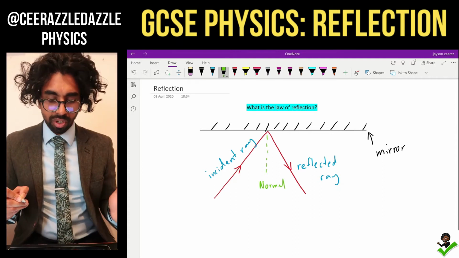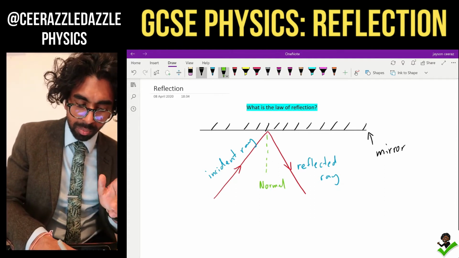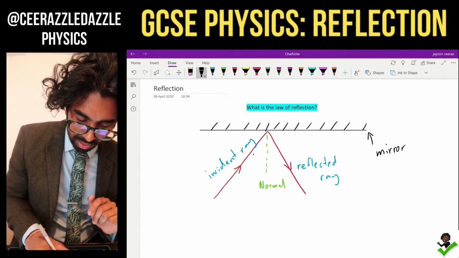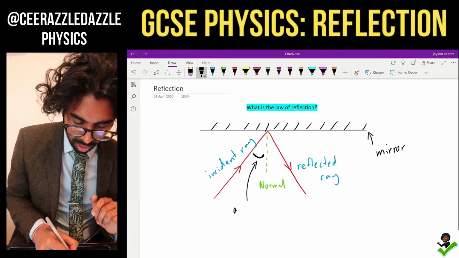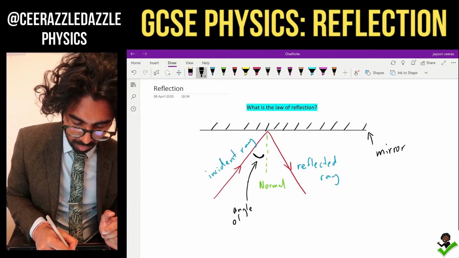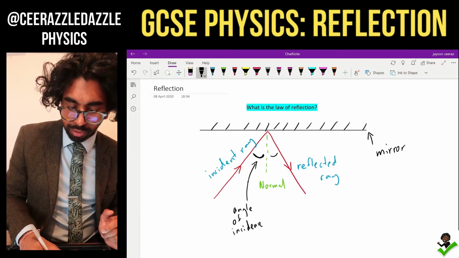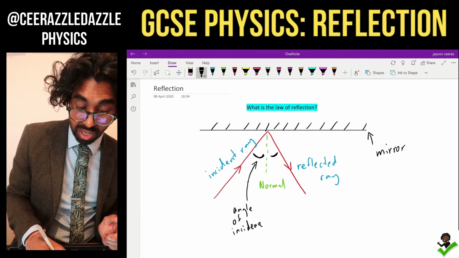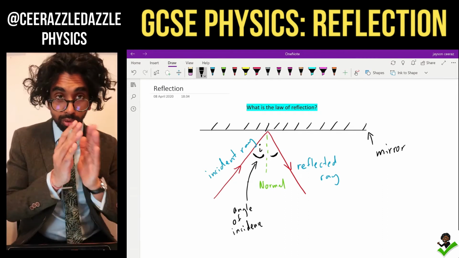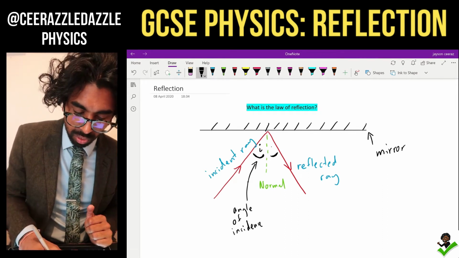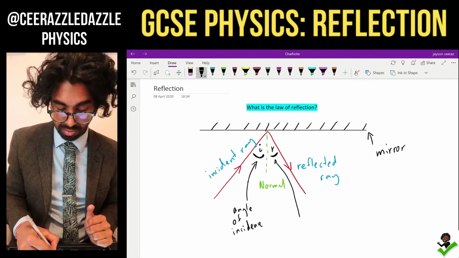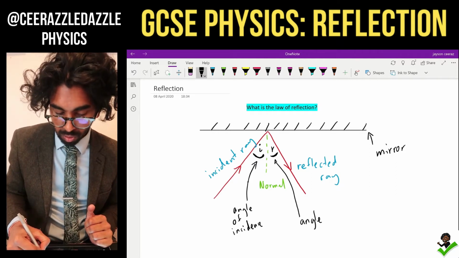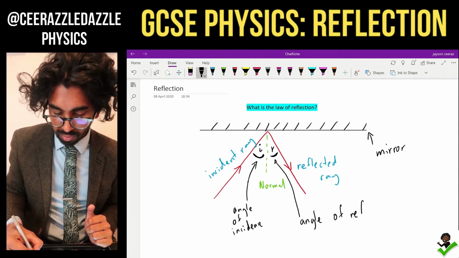Right, use a bit of logic. And there's also, oh wait a minute, there's an angle. There's an angle over here. This angle is called the angle of incidence. This angle from the normal out, let's call this I actually, the angle of incidence. From the normal out to the reflected ray, this is called the angle of reflection. This is the angle of reflection.